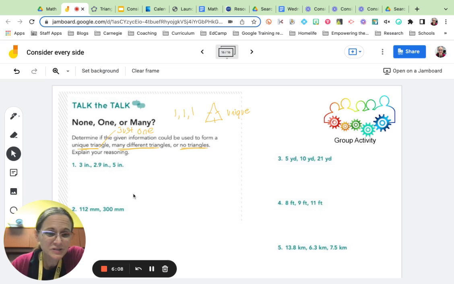You are going to be working in groups of 3 or 4. This task should take you 10 or 12 minutes. At this time, the video is done, and it's time for you to work with your friends. Set a timer and get busy. Let's see what kind of triangles or no triangles at all you can make with these values.